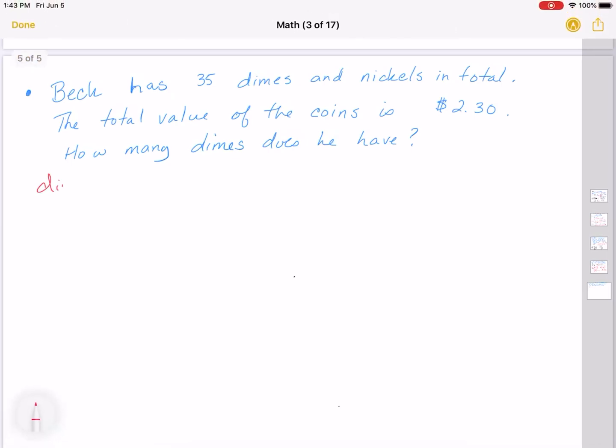So dimes we're going to say is X, and nickels we'll say is Y. Okay. I have 35 in total, so that means X plus Y equals 35. And now I have to think about how much a dime is. A dime is 10 cents or 0.10. So 0.10X plus a nickel is 0.05, 0.05Y equals $2.30.